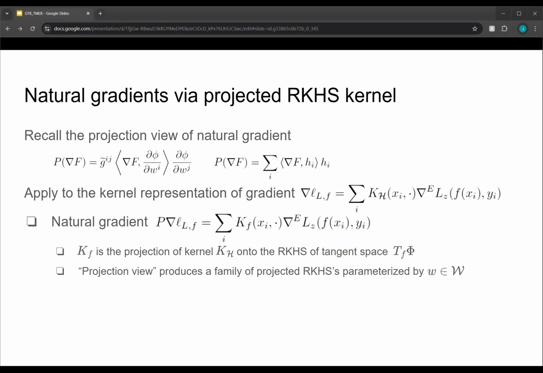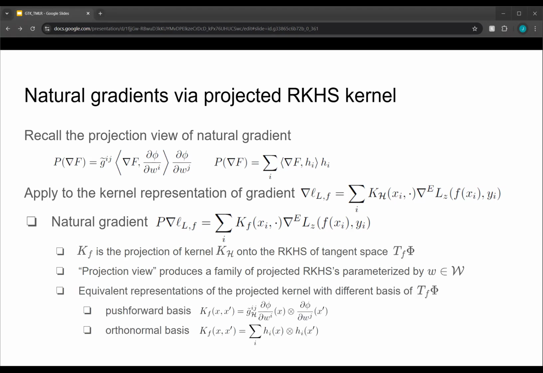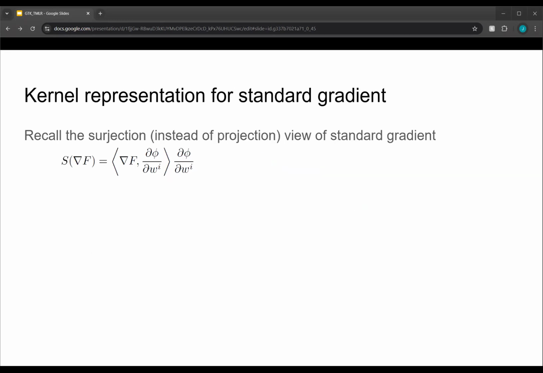In fact, the projection view produces a family of projected RKHS parameterized by the parameters in W. Similar to the projection formulas of natural gradient, this projected kernel K_f can also be represented using a different basis of the tangent space of phi. We list here the formulas using a default push-forward basis and an orthonormal basis respectively. So far, we have combined our projection view and RKHS theory to obtain kernel representations of natural gradient.